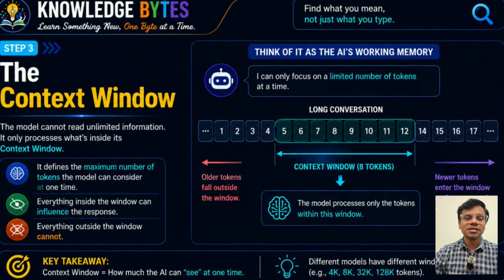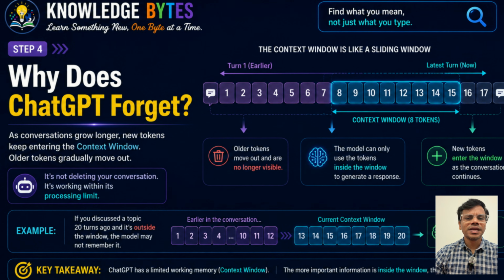This also explains something many ChatGPT users have experienced. Have you ever been in a long conversation with ChatGPT and thought, but I already told you that? Here's why. As a conversation grows, new tokens keep entering the context window, and eventually older tokens move out of that window. The conversation isn't deleted, it's simply no longer part of the model's active working memory.